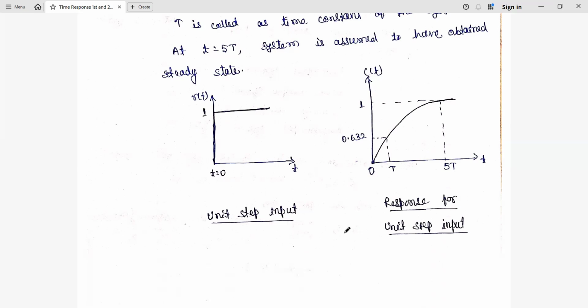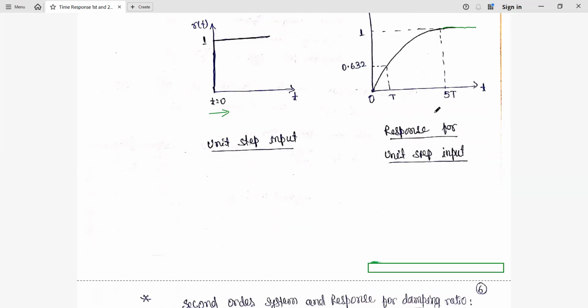Finally, we can plot the graph for the unit step. First, we show the input, then we see the output. We got the different function values for different values of t, and on that basis we have the graph. After that, it reaches the steady state. At 5T, it is almost 0.99, which is taken as 1, so it obtains the steady state.